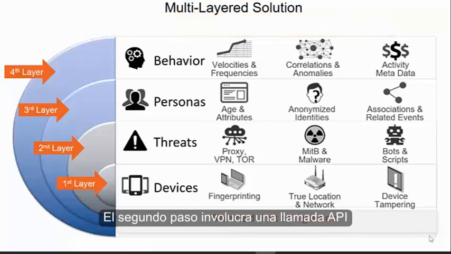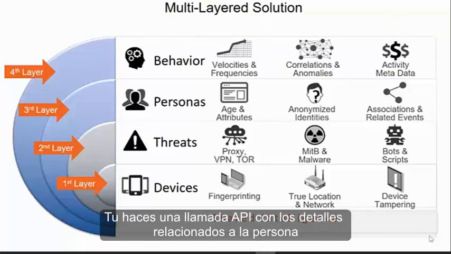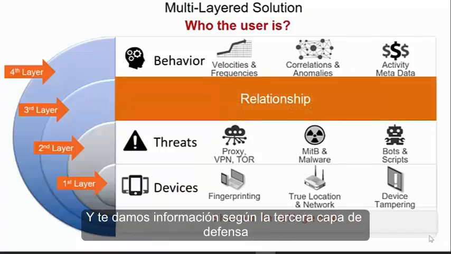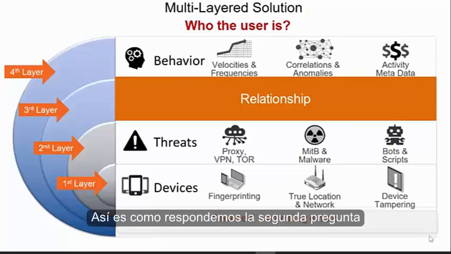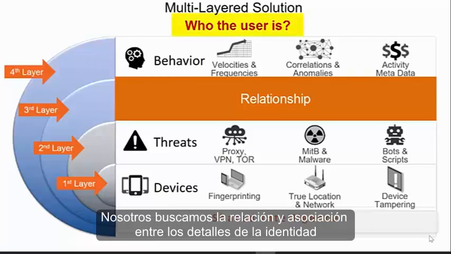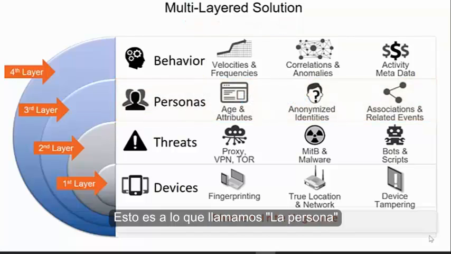The second step involves making an API call. At any point where you are ready to make a decision, you make an API call with the persona-related details, and we give you information around the 3rd layer of defense based on the persona information which you share with us. This is where we answer the second question: who the persona is. We are looking for the relationship and association between identity details, the device, and the network. This is what we call the persona.